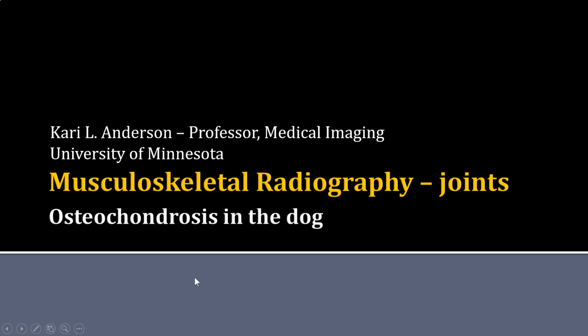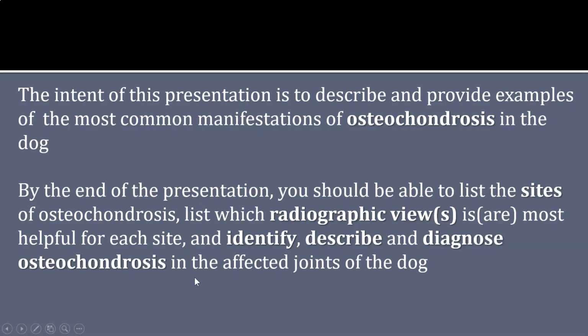This is the fourth in a series of presentations on radiography of joint disorders in veterinary patients. The intent of this presentation is to describe and provide examples of the most common manifestations of osteochondrosis in the dog. By the end of the presentation, I want you to be able to list the sites of osteochondrosis, list which radiographic views are the most helpful for each site, and be able to identify, describe, and diagnose osteochondrosis in the dog in the affected joints.